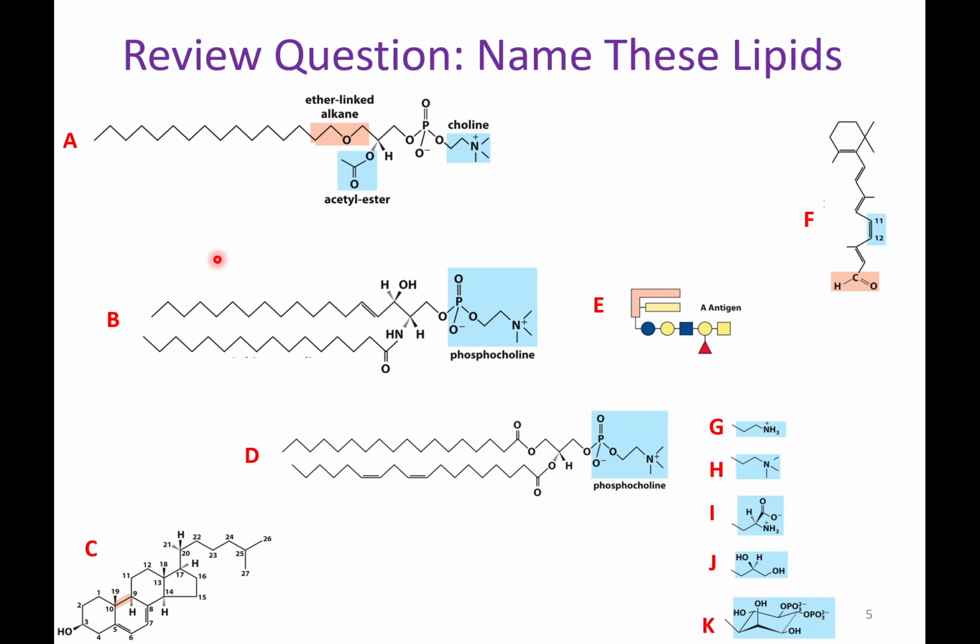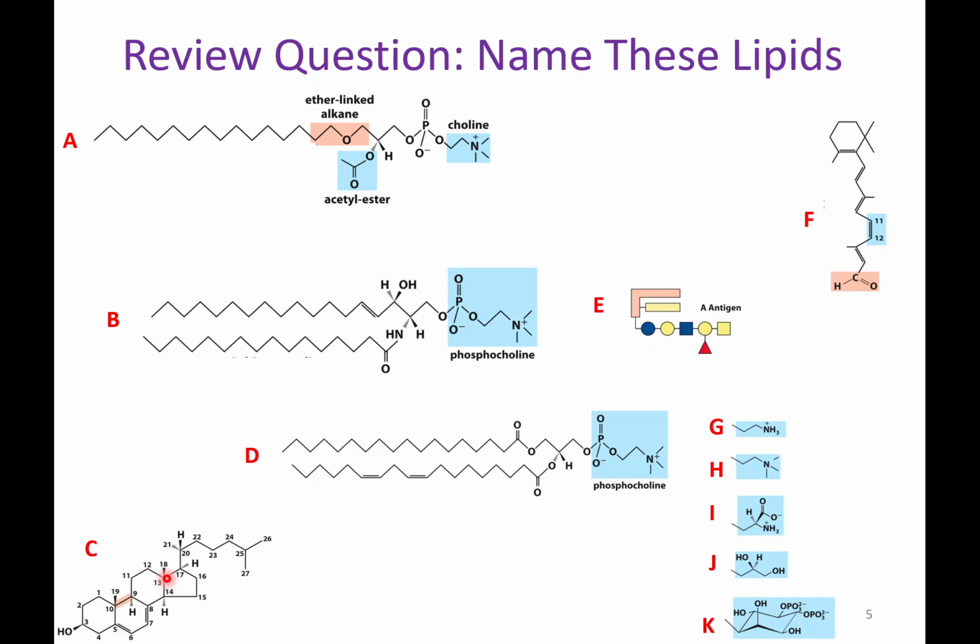Okay, let's look at B. B has a phosphocholine as a head group, and an amide linkage here. This isn't really a fatty acid here, where we have an alcohol sticking out. So if you remember, this part of the molecule right here is actually sphingosine, with the amide linkage and the phospho head group. That's sphingomyelin.